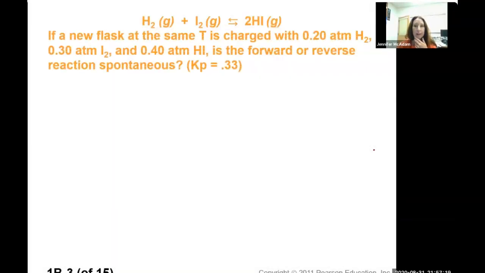Here's a new flask. Same temperature, so we're not going to change our K. If it says same temperature, that's just saying K is not changing, right? And so I gave you your K that we just calculated. Now I want to know if it's going to go in the forward direction or reverse direction. Tell me the answer is either forward or reverse, or towards reactants or towards products. Which way is this reaction going to go? All right, try this one. I'll give you a minute or two, and then we'll go over it.